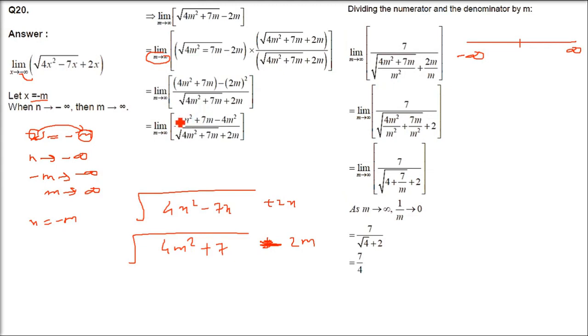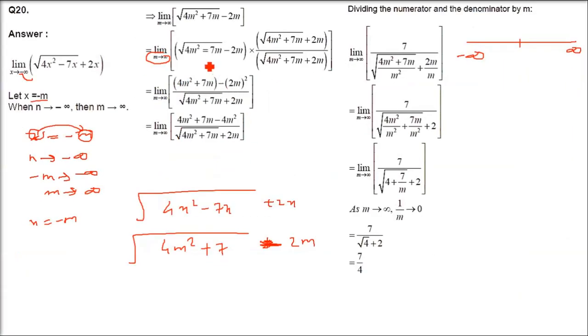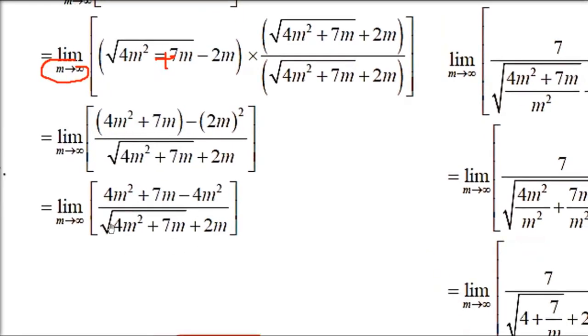So now here rationalization you have to do, because if you put m as infinity, everything is going to be infinity. So if you put m as infinity, all will be infinity. So this is plus actually. Now apply the rationalization factor RF. So this is minus, so multiplied by plus, a square minus b square. So you have 4m square plus 7m minus 2m whole square, which is 4m square. So this 2m square gets cancelled, 4m square gets cancelled. You have 7m by under root 4m square plus 7m plus 2m.